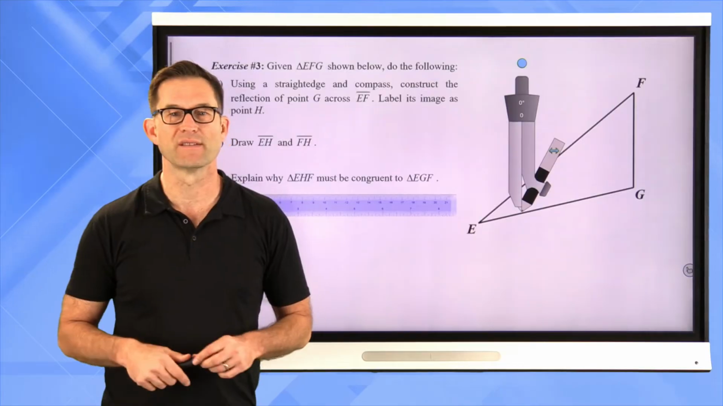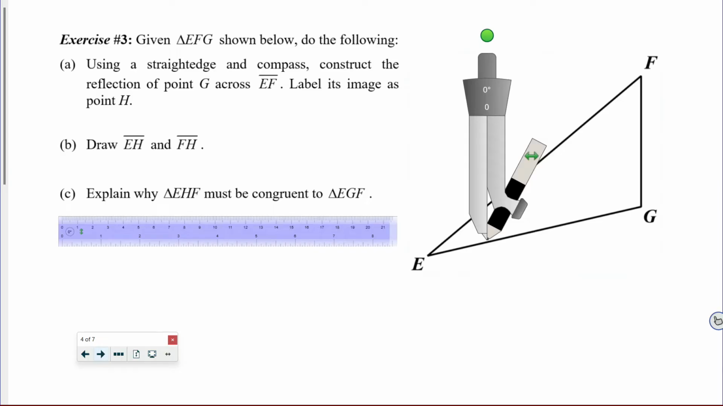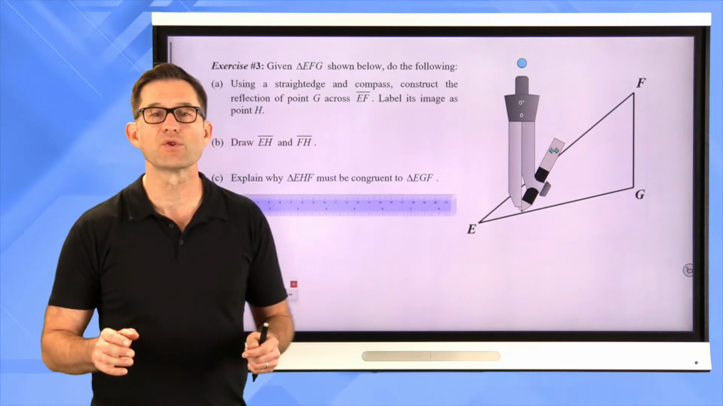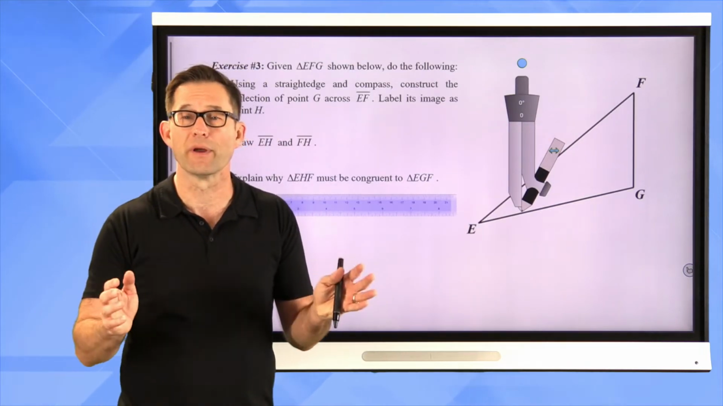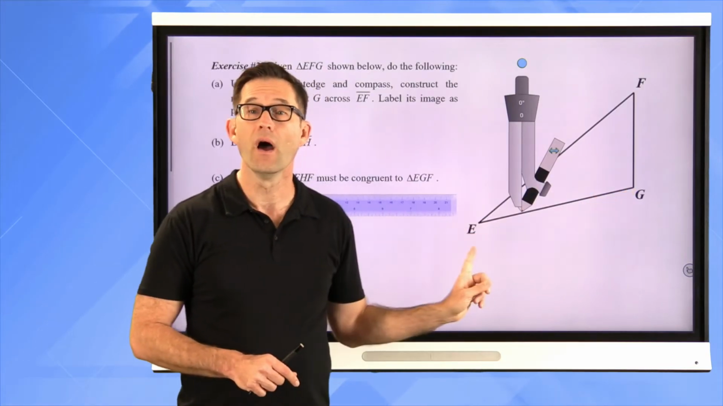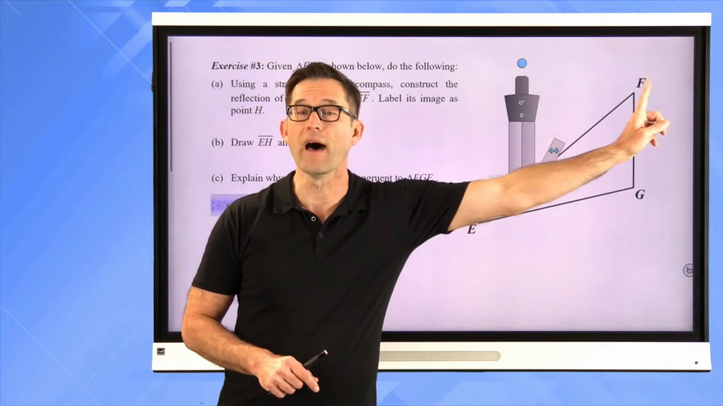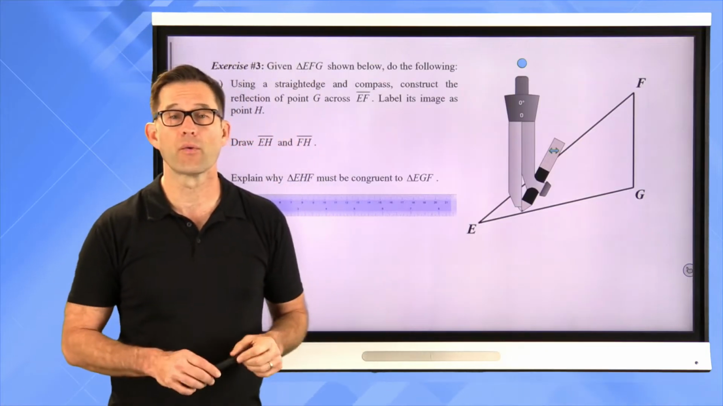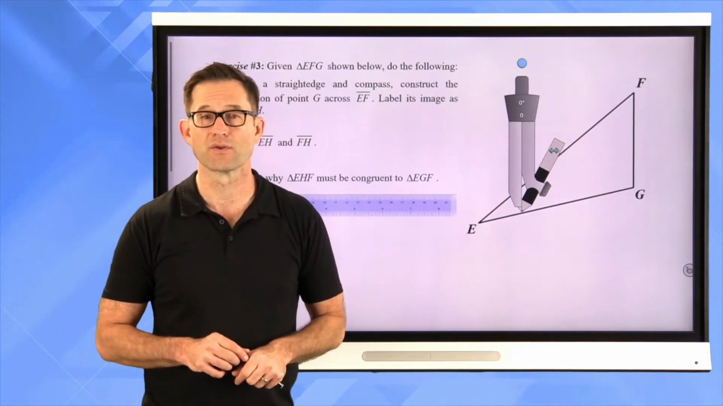Let's take a look at exercise number 3. Given triangle EFG shown below, do the following. Letter A, using a straight edge and compass, construct the reflection of point G across segment EF. Label its image as point H. Okay, so sometimes you have to do constructions within a larger picture. So here what we're looking to do is reflect point G across segment EF. Why don't you pause the video right now and see if you can do that construction.